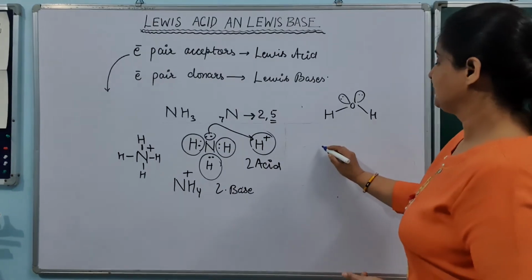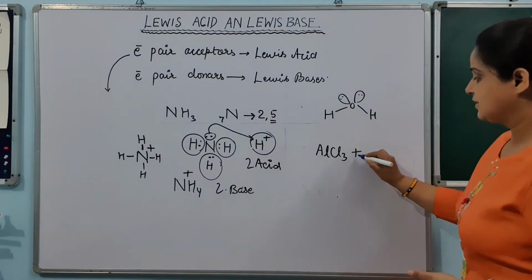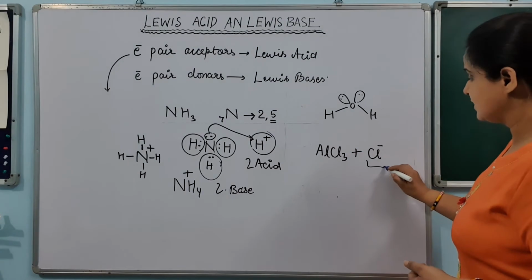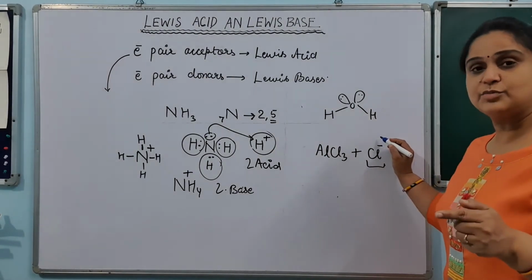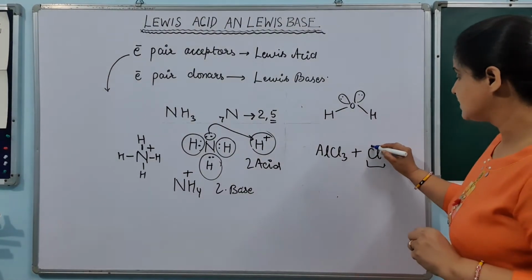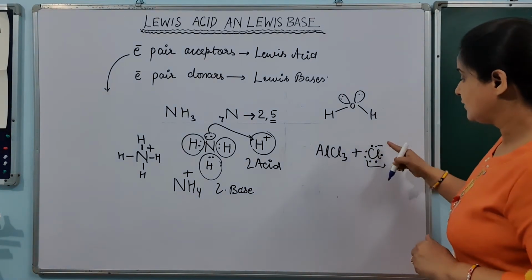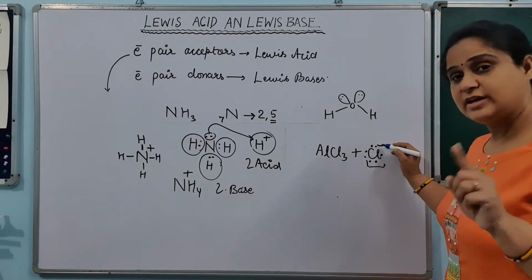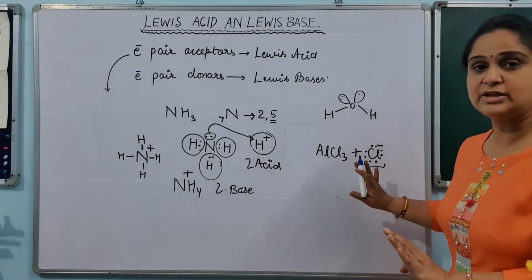For example, if we talk about AlCl3 and we react this AlCl3 with Cl minus, you can see that in this Cl minus, how many electrons are there in the outermost shell of chlorine? There are 7 electrons, and one is accepted by it because it has a minus charge, meaning it has already accepted 1 electron. There are 8 electrons. Now it is having 1 charge on the chlorine.